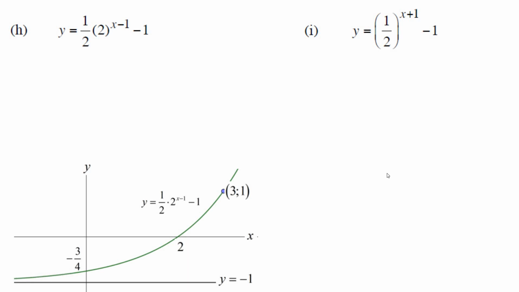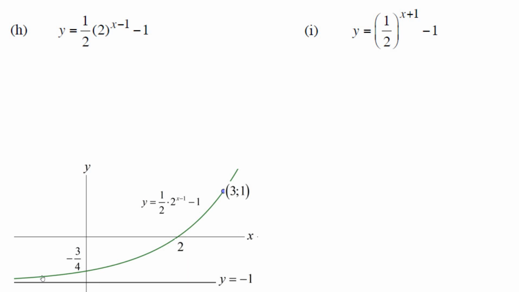Okay, let's try this next question. And here it is, y equals a half and 2 to the x minus 1 minus 1. Well, how did we get all these things here? Let's do it in a little bit different order. Even without pulling up these solutions, you'll see when you do it.